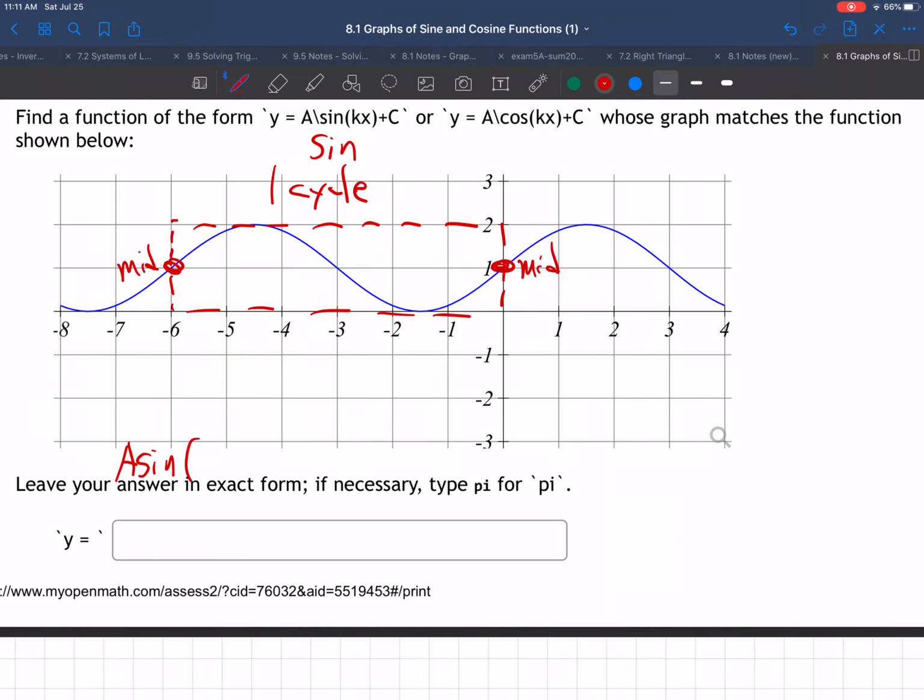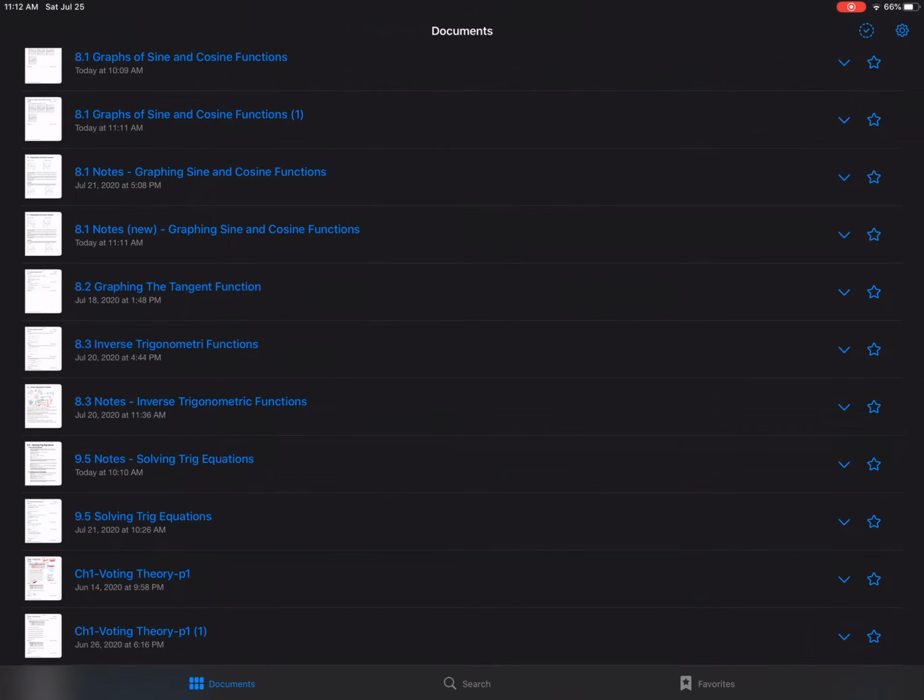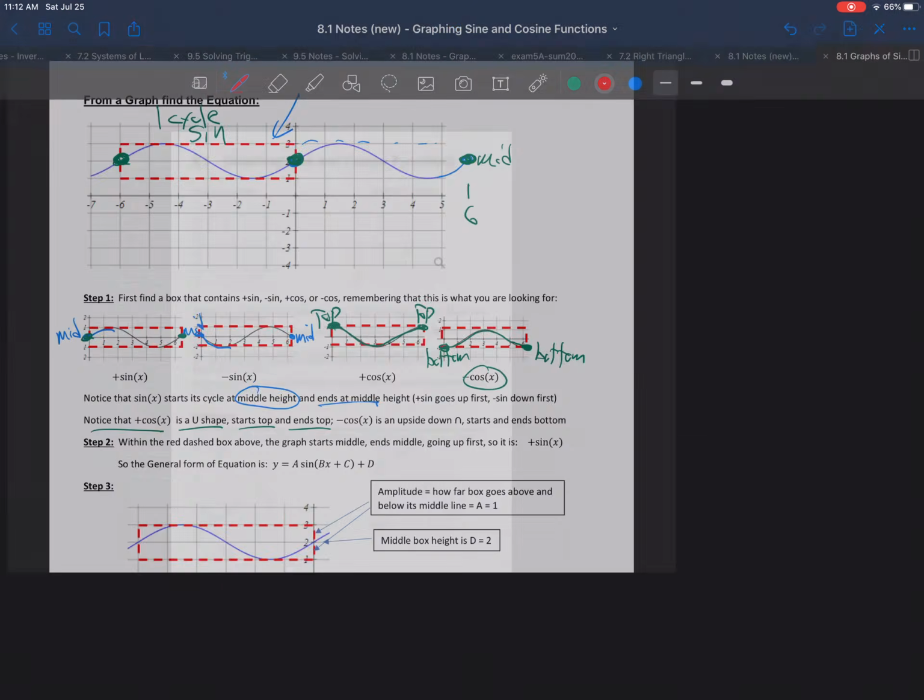Okay, so that means our general formula here is going to be A sine(BX plus C) plus D. And now we've got to start finding the A, B, C, and D. All right, how do we do that? Let's go back to the notes.